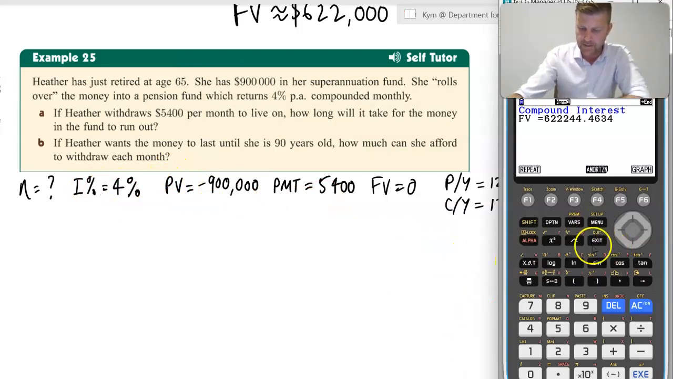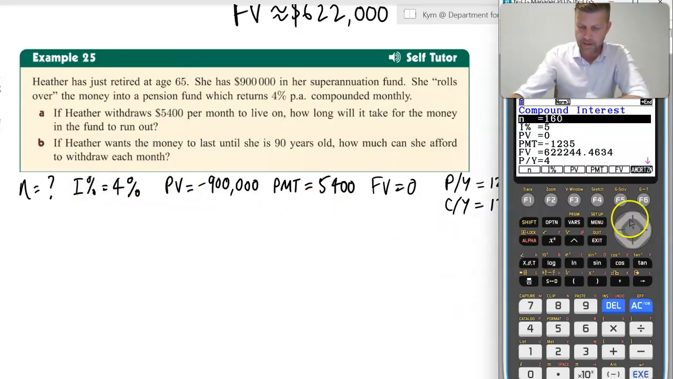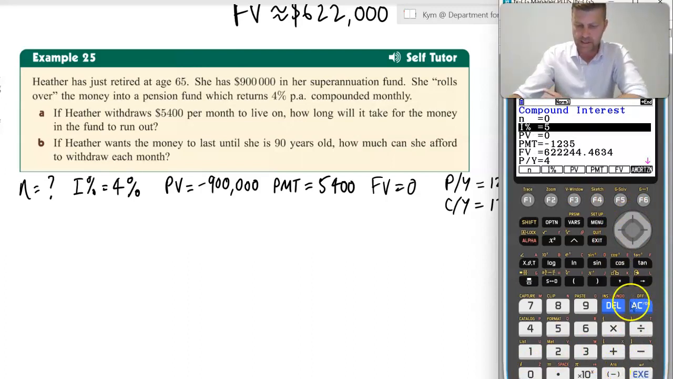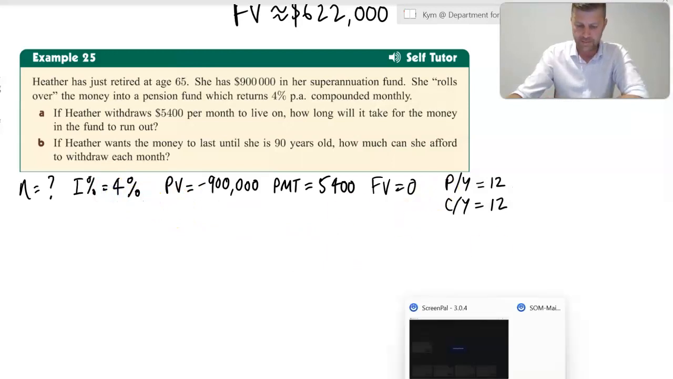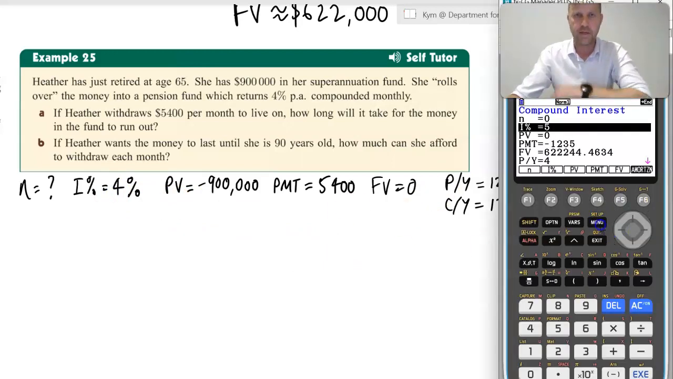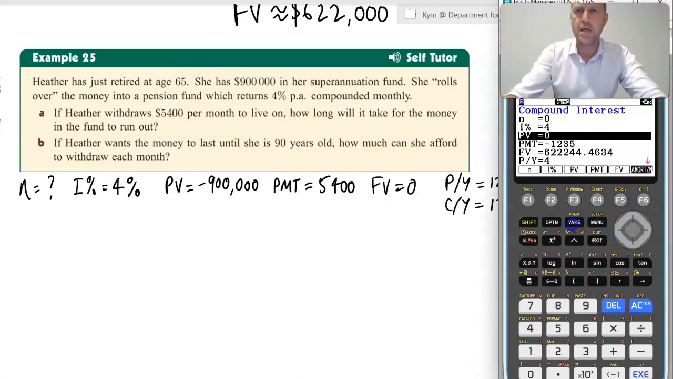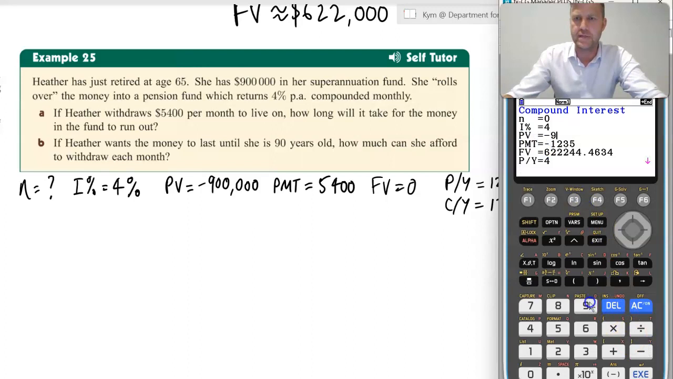So let's go back out. N now is what we're trying to calculate. So let's just set it as 0 for now. The interest rate here is 4%. Present value is the $900,000 that is in the account. Sorry, I said $9,000 at first, a bit of a difference there.